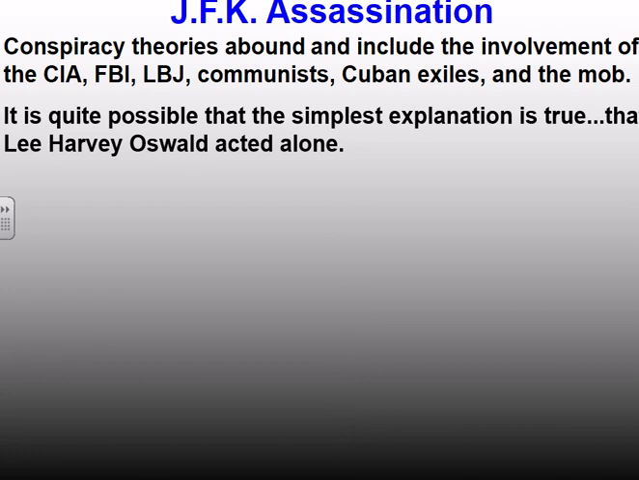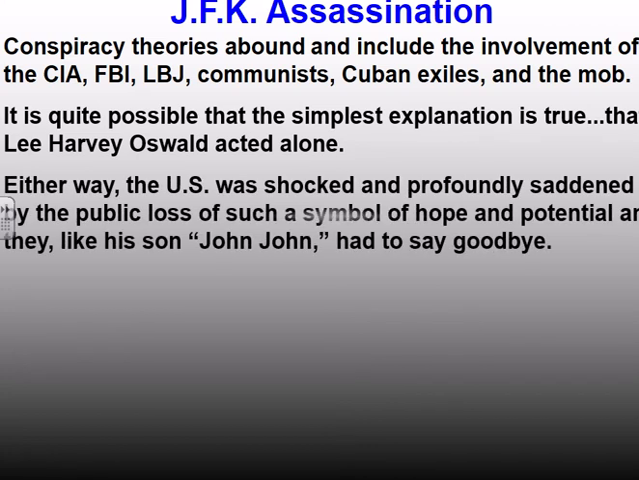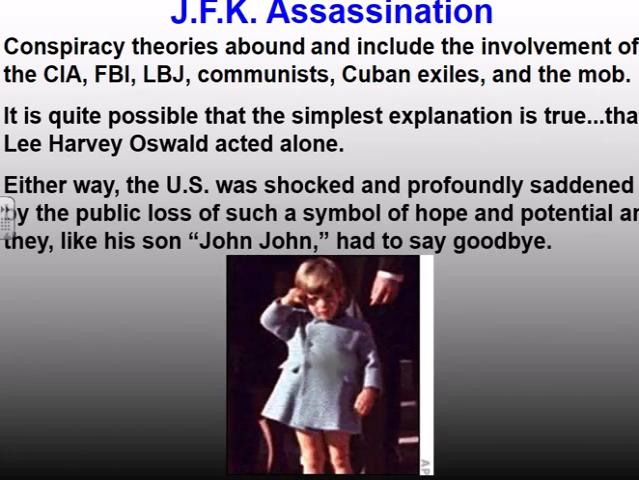I just don't know. There are still some files that are going to be released after, I believe it is in 2061, because it'll be 100 years after it happened. So we will see if we have any new information that comes out then. Either way, the U.S. was shocked and obviously profoundly saddened by the public loss of such a hope of the youth and the potential goodness of what government and by the way the civil rights movement could do.